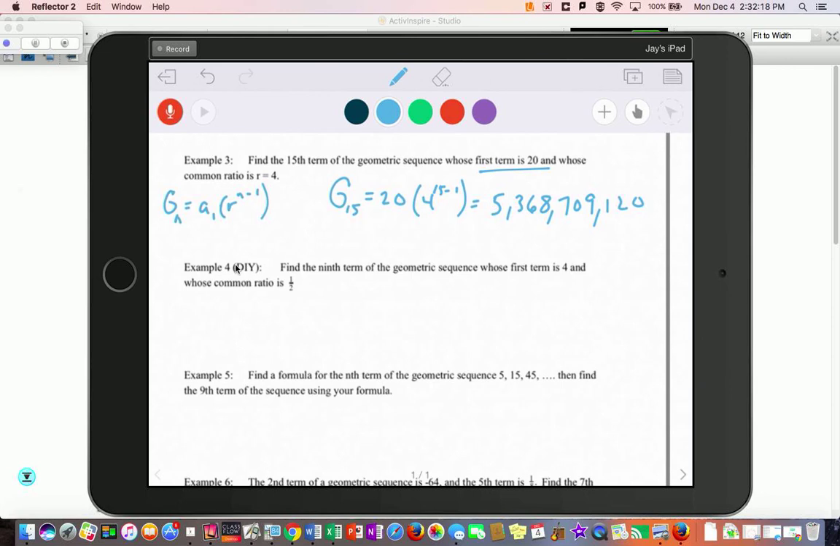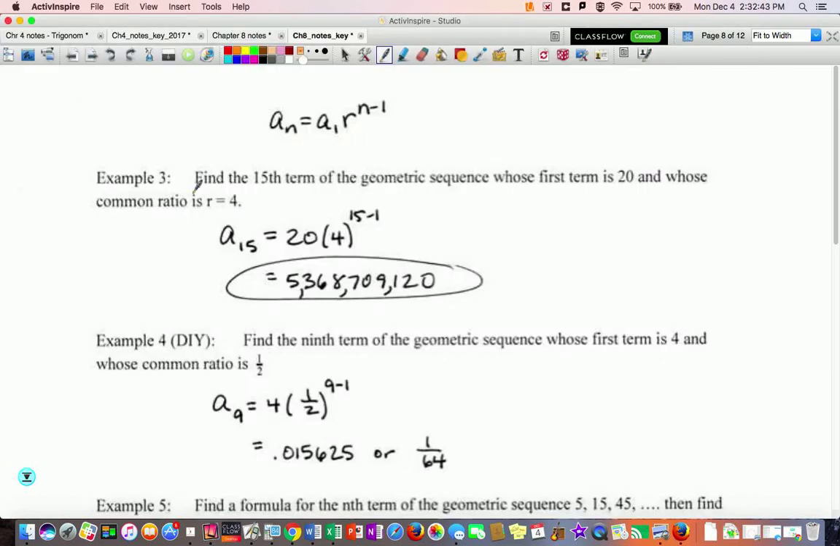All right, DIY, use the information here, write your formula out, and probably use a calculator to get it. Pause the video now. All right, so if we go over and look at the answer, that's what we found before. Now this one, first term 4, 1/2 is the R value, and only the 1/2 gets raised to the 9 minus 1 or 8th power. When you get this answer, I would always hit math, enter, enter, and you end up with 1/64 for an answer.